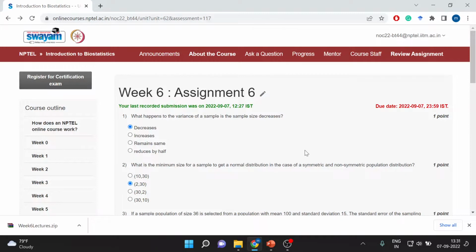The first question was, what happens to the variance of a sample when the sample size decreases? And the answer to this is that when sample size decreases, the variance increases. Okay, remember that variance is inversely proportional to sample size, and when sample size is small, your variance becomes large.